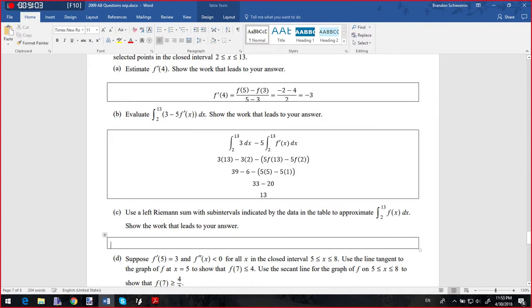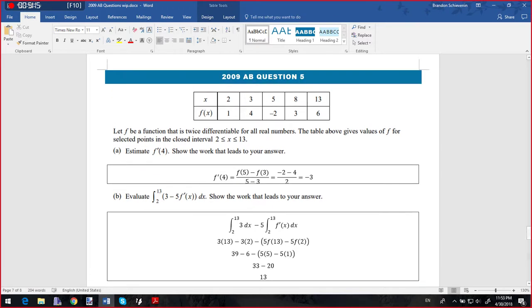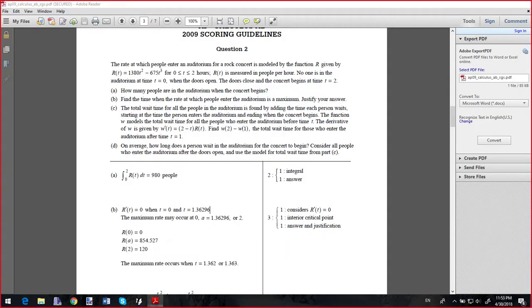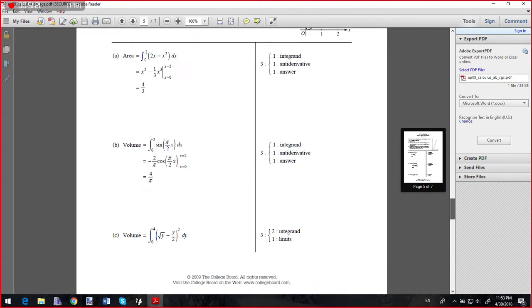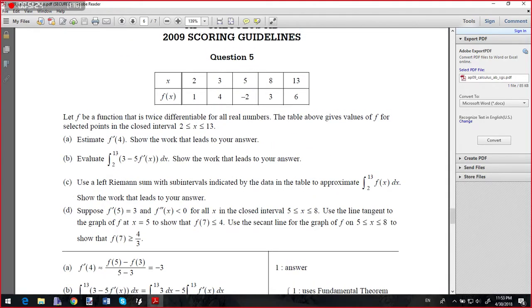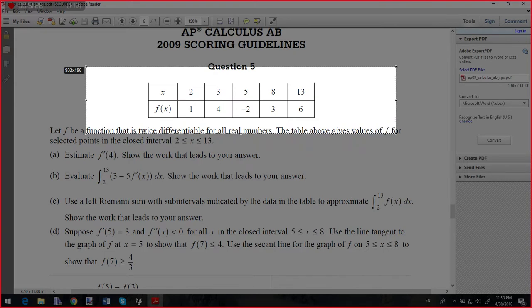In part C, we need to use a left Riemann sum with subintervals indicated by the values in the table to estimate the integral from 2 to 13 of f of x, and then show the work that leads to your answer. So for this one, I'm going to copy our sheet again so I can make it a little bit bigger, a bigger picture for our table, and we'll show what's going on with the Riemann sums here.